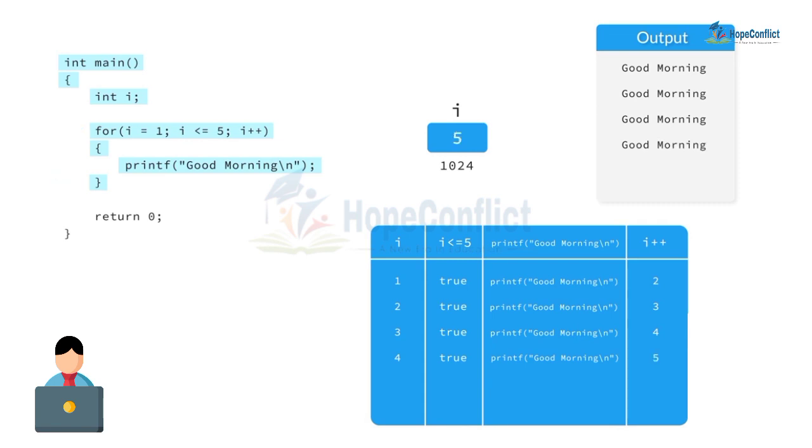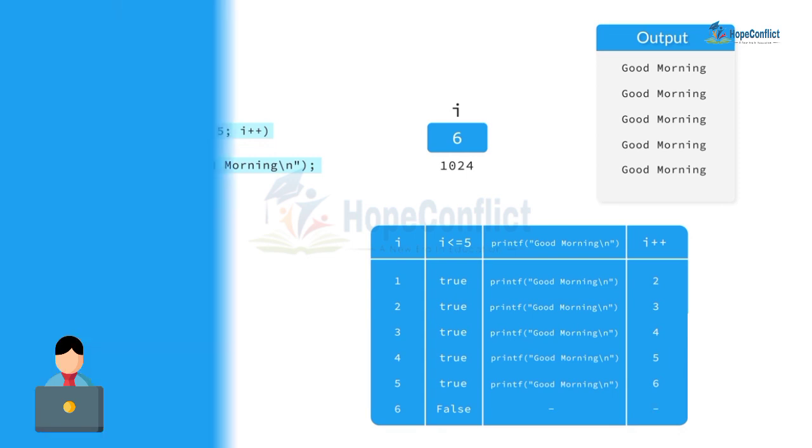Now the condition needs to be checked again and 5 is equal to 5. So condition is true. So it goes inside and prints good morning and increments I. So I becomes 6. Now fifth iteration is also completed and the condition is checked again. Now I equal to 6, which is neither less than 5 nor equal to 5. So the condition failed and the control comes out of the for loop and the program is completed now. So that is how the for loop works.